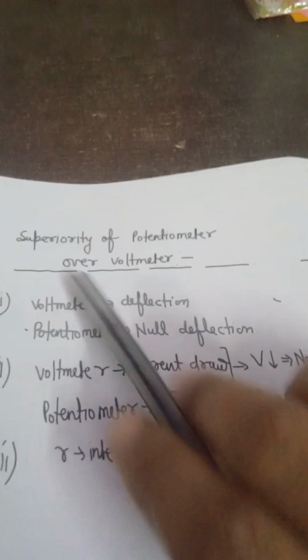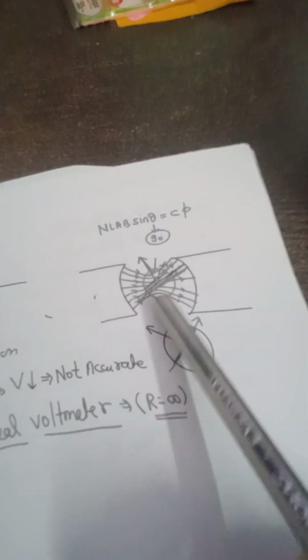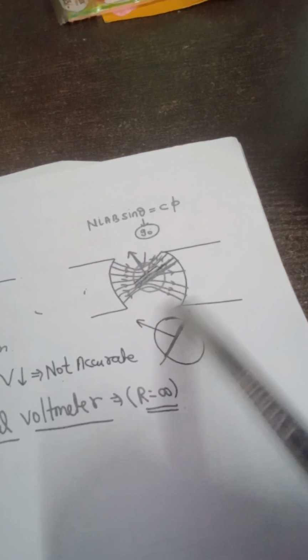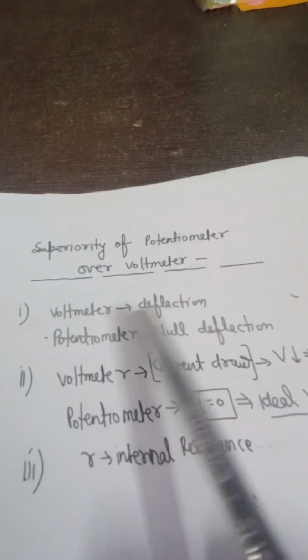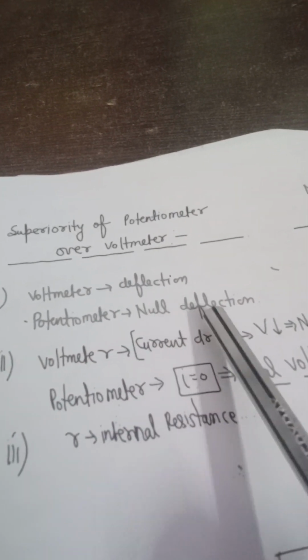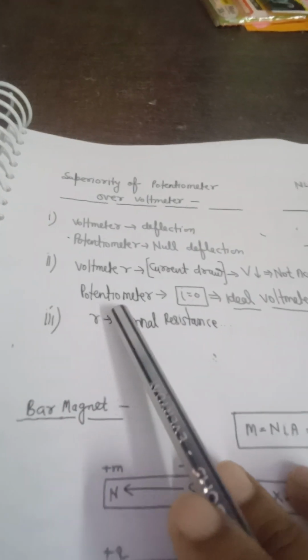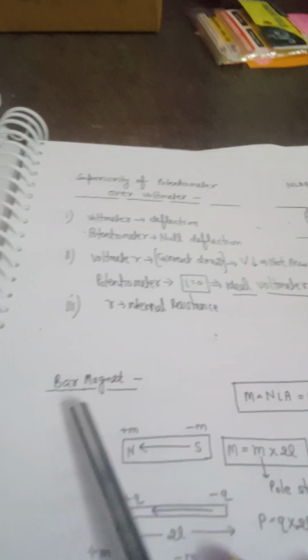Now we will study the superiority of the potentiometer over the voltmeter. You can see this figure. This is a magnetic field, and NIAB sin theta is equal to C phi. Here theta is 90. The potentiometer shows null deflection, but the voltmeter shows deflection. In a voltmeter, current is drawn and V drops, so that is not accurate. But in a potentiometer, I is equal to 0. That is an ideal voltmeter, where R is infinity, the internal resistance.